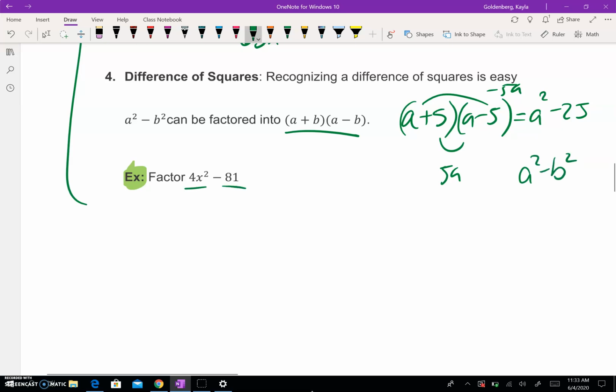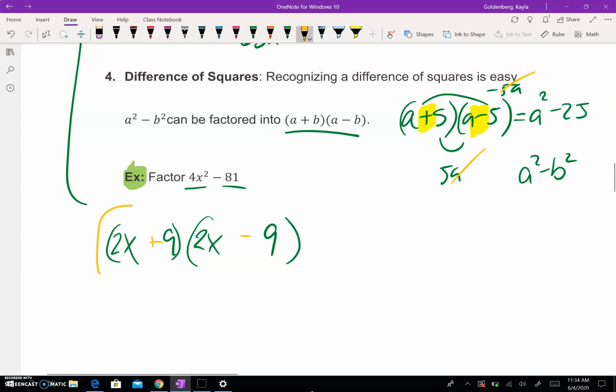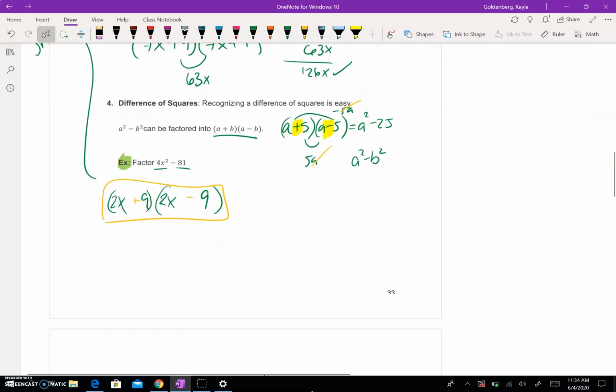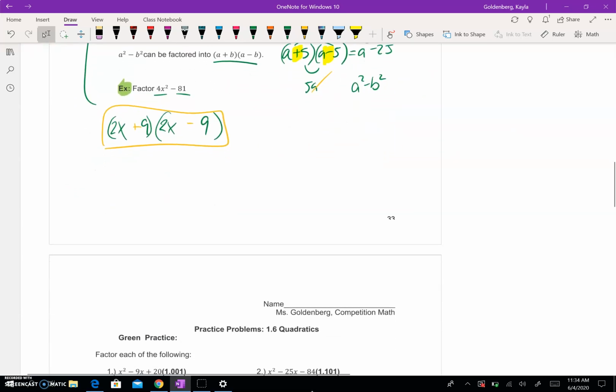So for this one, we want to think about that it's going to be a 2x and a 2x, right? Same thing in the front, same thing in the back. And then a 9 and a 9. But remember, we need the opposite signs, as you see in the example problem, and that's what's going to cause the two terms to cancel out. So one's positive and one is negative. And that's how you would factor difference of squares. Just a nice shortcut for that pattern that we see.